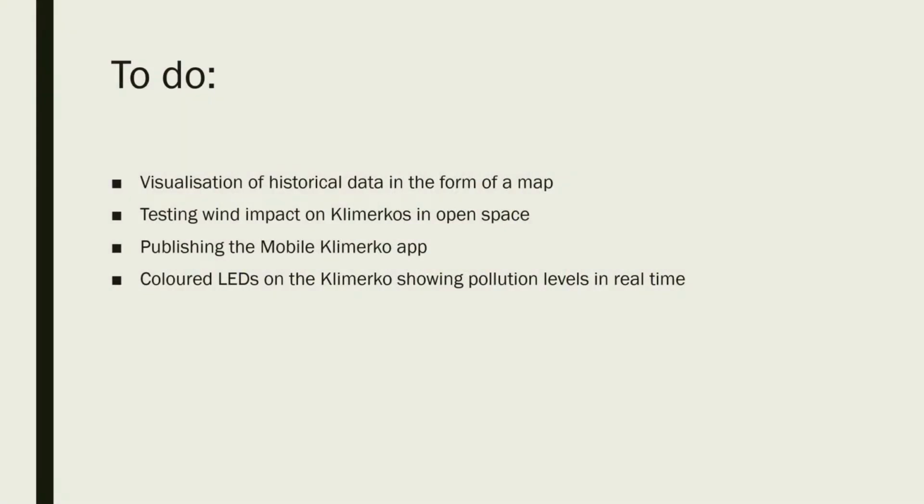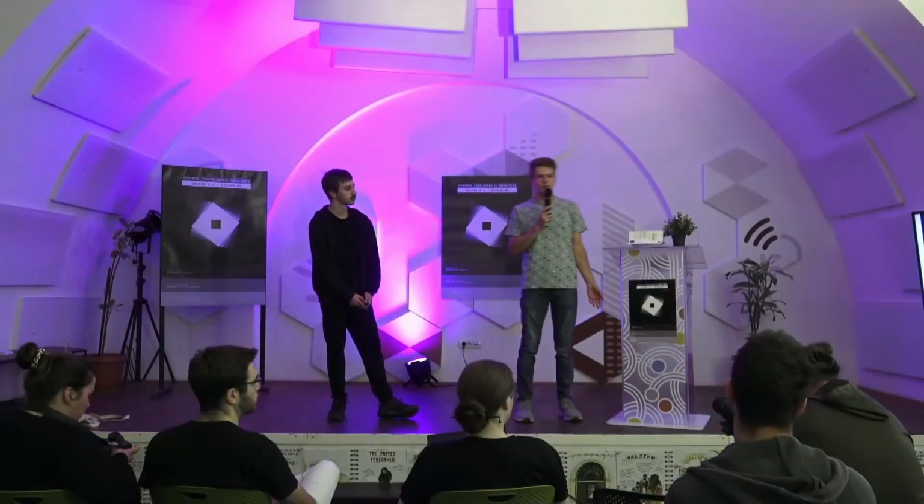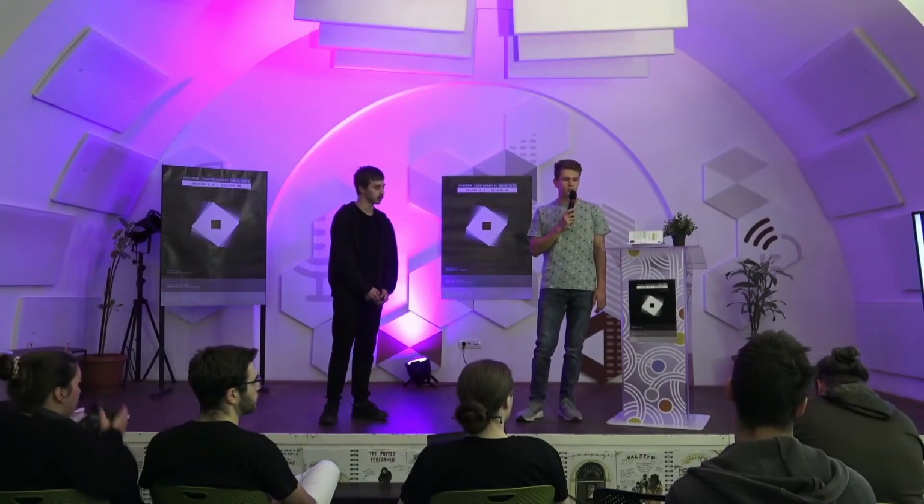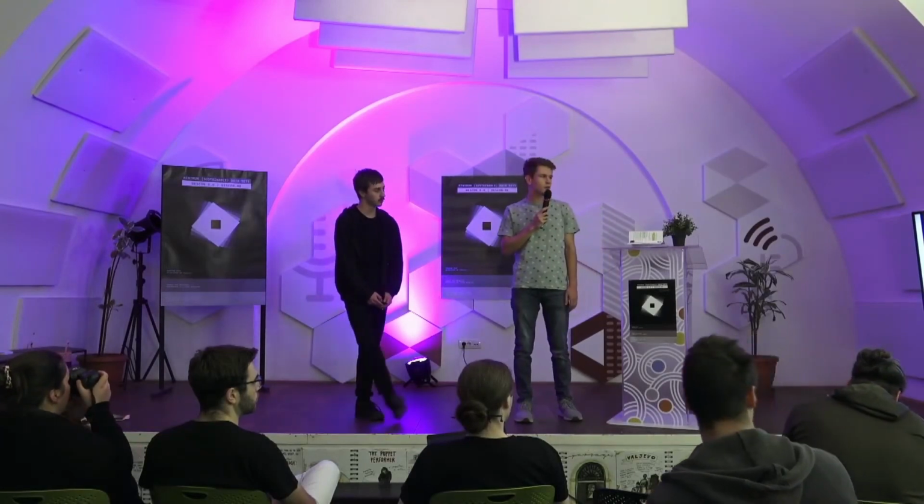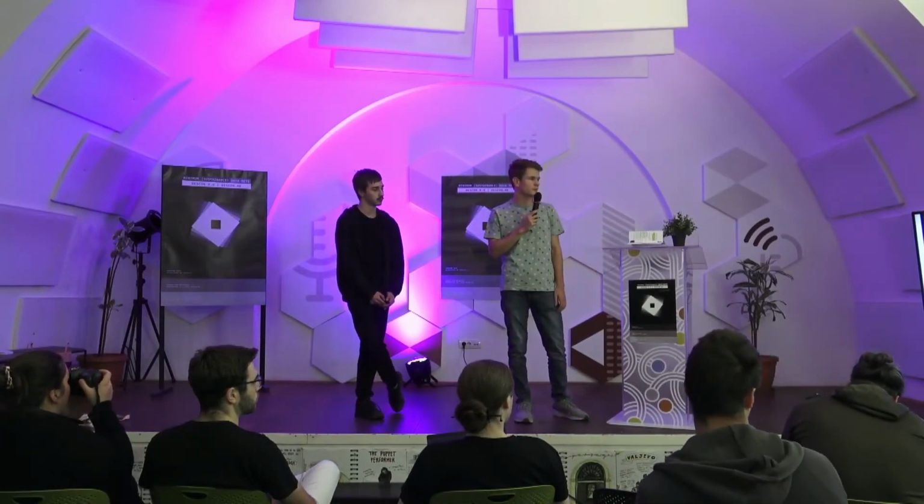So, of course, the first thing that I said is it would be nice to have, on the server, a visualization of historical data in the form of a map. I will later show a demonstration that I made doing that, but that's something that I think would really benefit the people of Serbia to know where the air is more polluted and where it is less polluted, especially in larger cities where probably more people will use their Climercos to measure it in a lot of locations across the city.